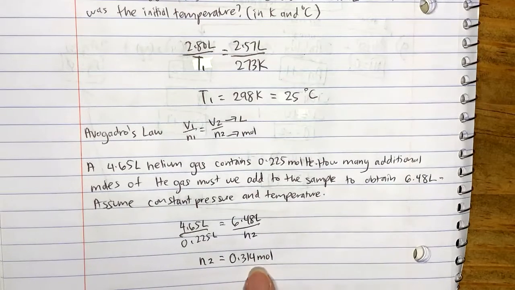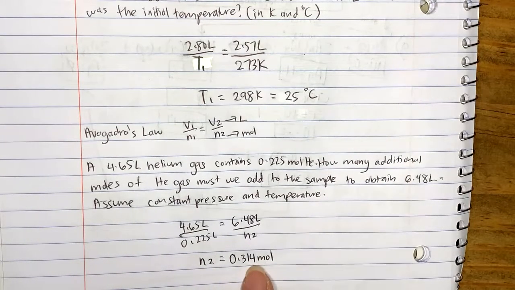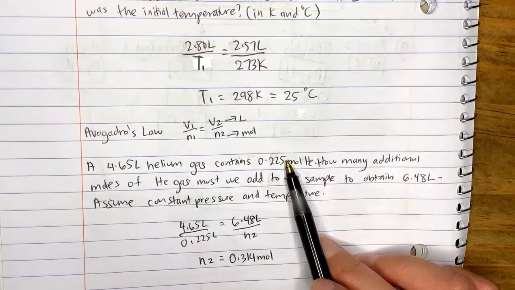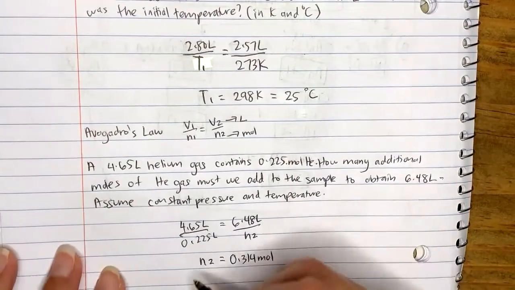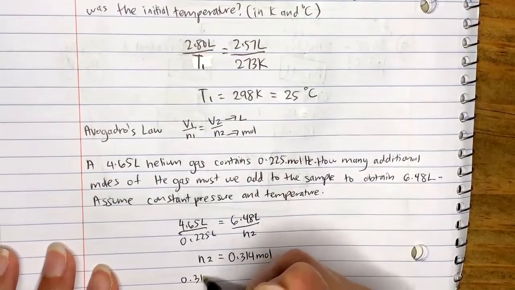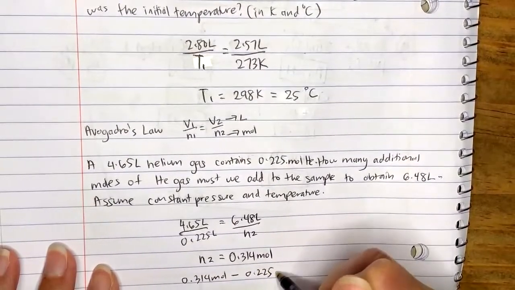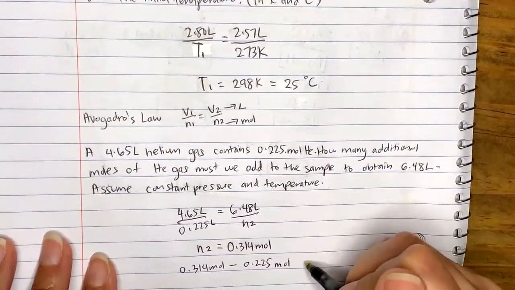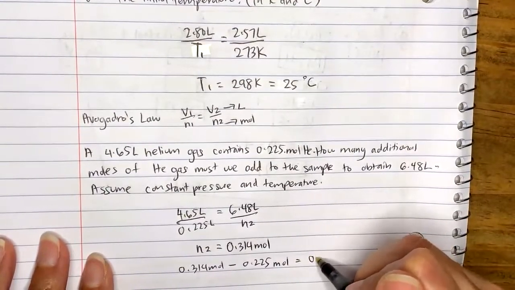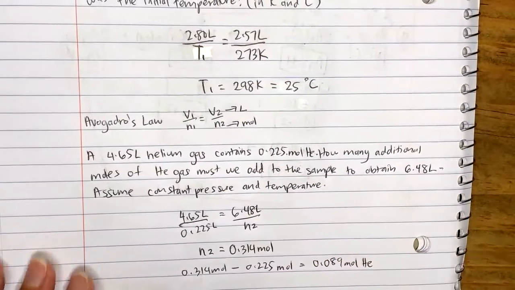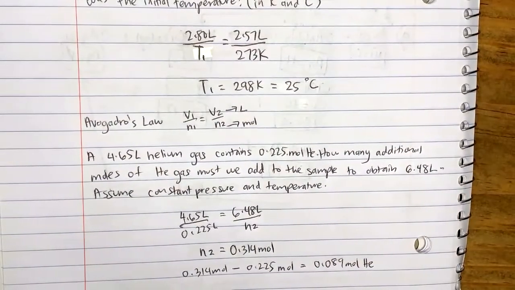And once you get this new moles here, that's not the answer yet because they're saying how many moles do you need to add to get to this number. So if we already have 0.225, how many moles do we need to add to get to this? So all you gotta do is take 0.314 moles. You gotta minus out what you already have to be able to find how much you gotta add to it. So what you gotta add is 0.089 moles of helium gas. And that would be the answer for that question, okay?